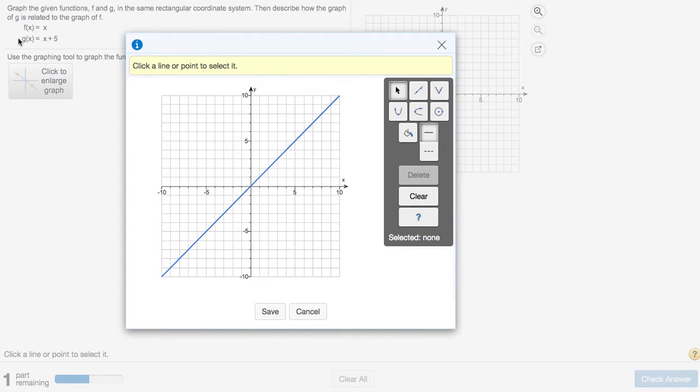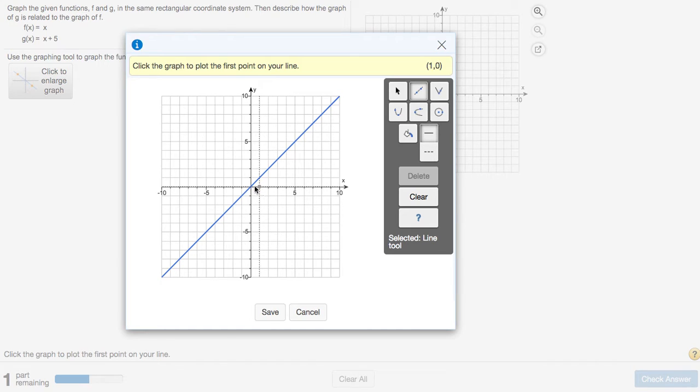I'm going to do the same thing for g of x. I'm going to graph the second line. So again, I'll click on the line tool. I think I'll use the same 2 x values and find the corresponding y values for this function. So I'm going to start with x equal to 0. If you put 0 into this function, the output is 5 this time. So instead of (0, 0), we get (0, 5).